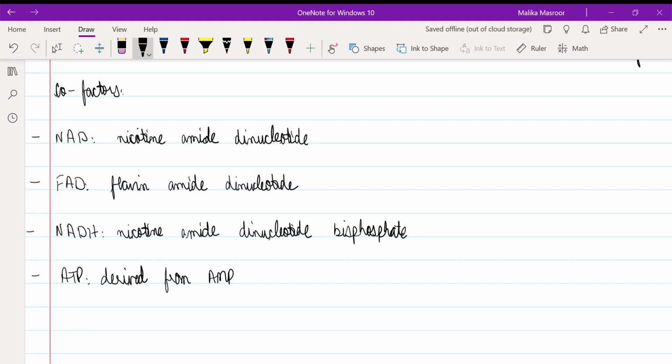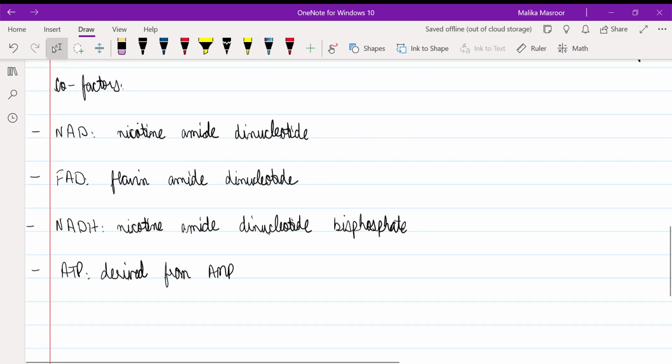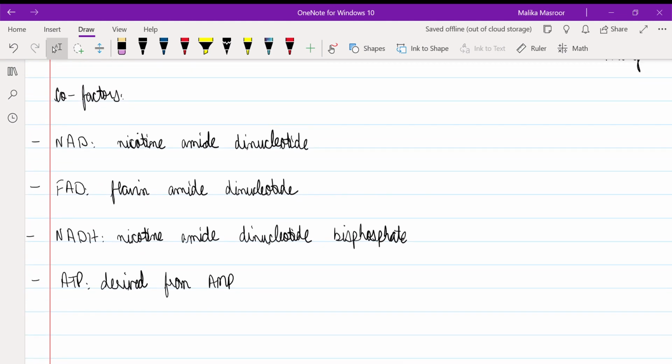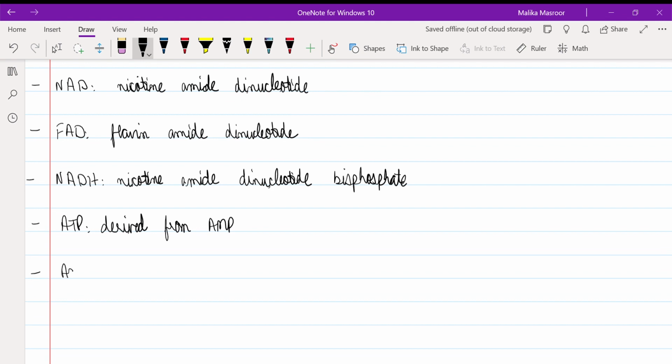Alright. Is this clear up till here? Alright. So all of these cofactors are very important, showing you how these are necessary and how energy is made. Alright, so when I told you about addition of phosphate, that would be called phosphorylation.